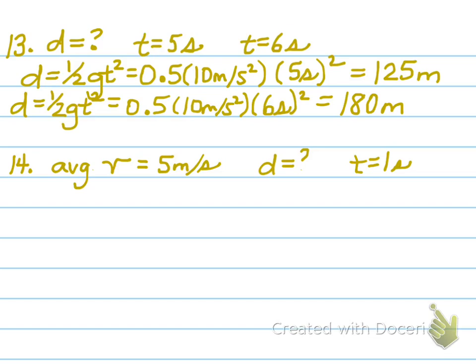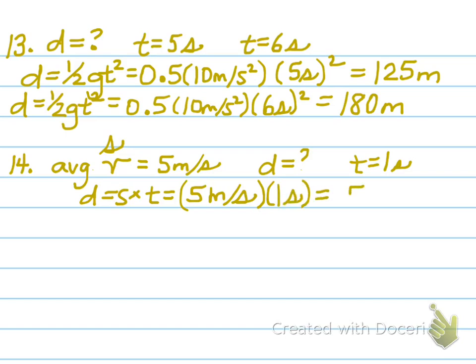So we're saying, again, this can be also speed. So we can use our manipulation of our speed equation, which is that our distance equals our speed times our time. So our speed is 5 meters per second. Our time is 1 second. So that gives us 5 meters for number 14. Number 15.